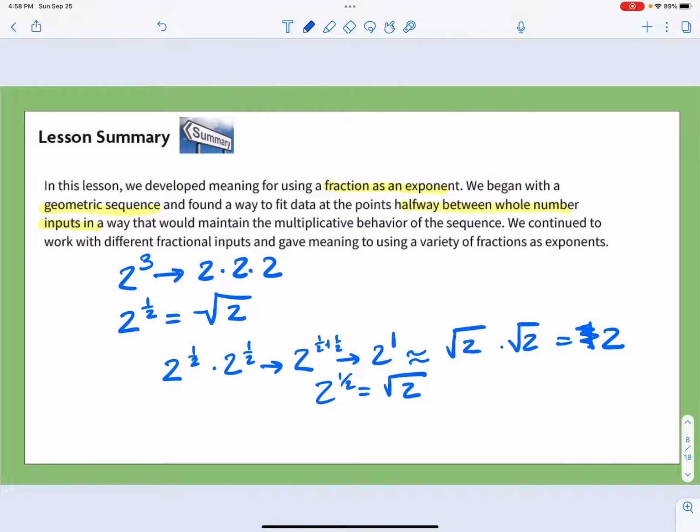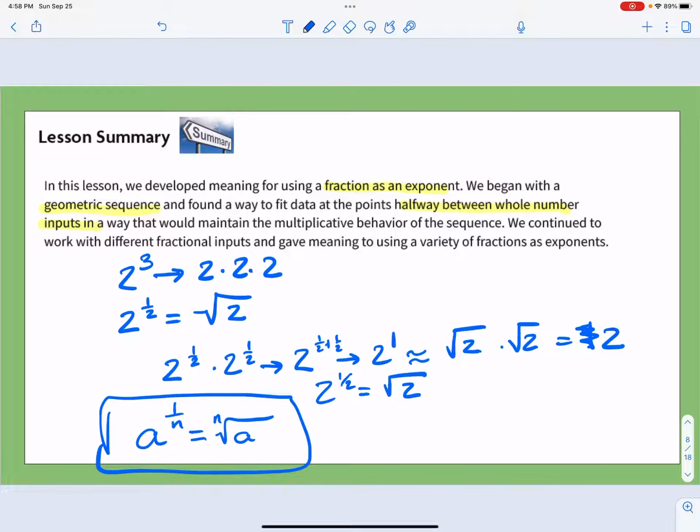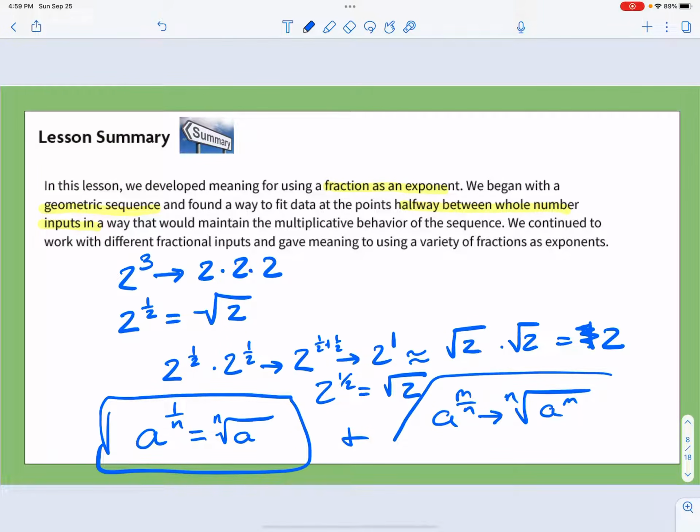Another way of saying what we're talking about today is that any base to the 1 over n power is equal to the nth root of that base. We say nth root because sometimes it might be a cube root, something like that, not just always a square root. That's what today's lesson was about. Another thing we talked about is that if you had a to the m over n power, then that becomes the nth root of a to the m power. That'll come up in some of our homework parts. So looking at fractions as an exponent, that's okay.